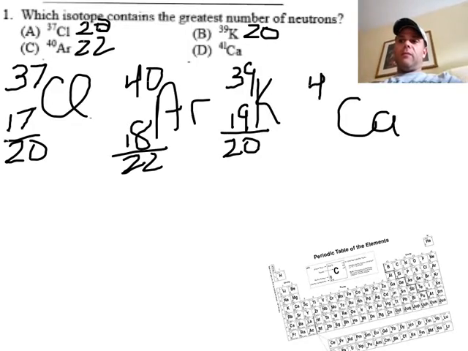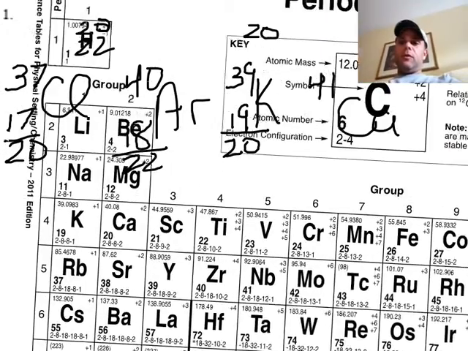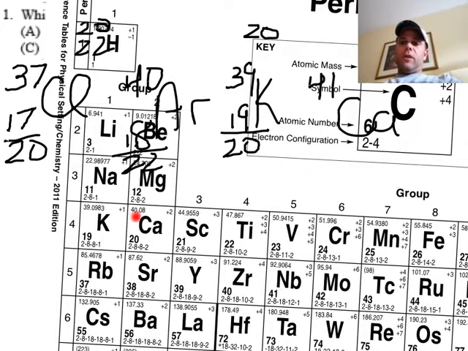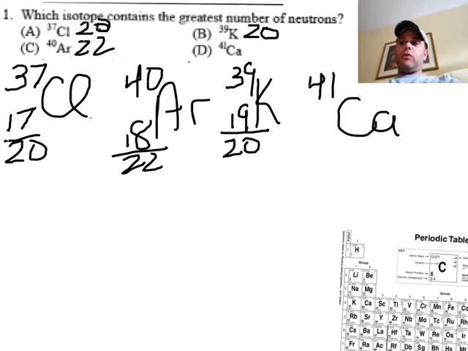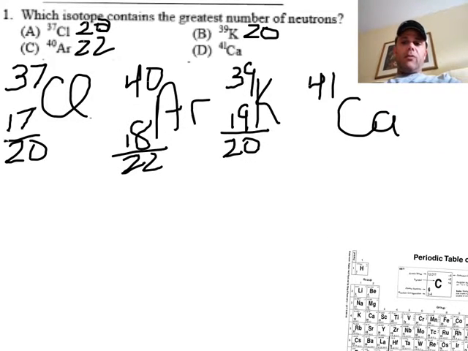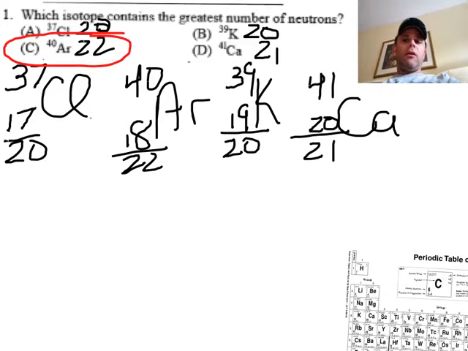And lastly, calcium. Calcium has a mass of 41. There is the table right here. It has an atomic number of 20. Once again, that means there are 20 protons. The mass from protons is 20. And subtract 20 from 41, you get 21. So which of these has the most neutrons? It would be choice C, argon.